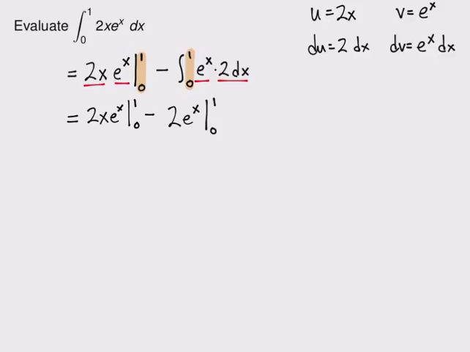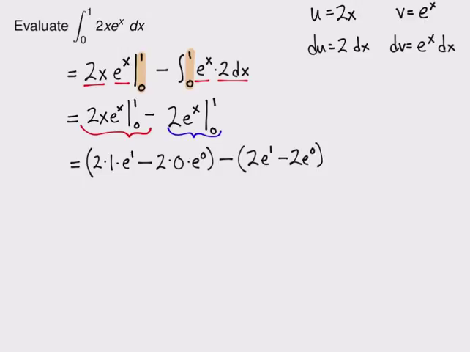All right, now that we've got all the integrals taken care of, it's time to actually evaluate these. So just like any definite integral, I am going to substitute the top value, 2 times 1 times e to the 1, minus, and I'll substitute the bottom value, 2 times 0 times e to the 0. Now this all corresponded to just this first part right here. And now for the second part, that's going to go over here a little ways, and I'm going to evaluate 2e to the x from 0 to 1 as well. So that's 2e to the 1 minus 2e to the 0.